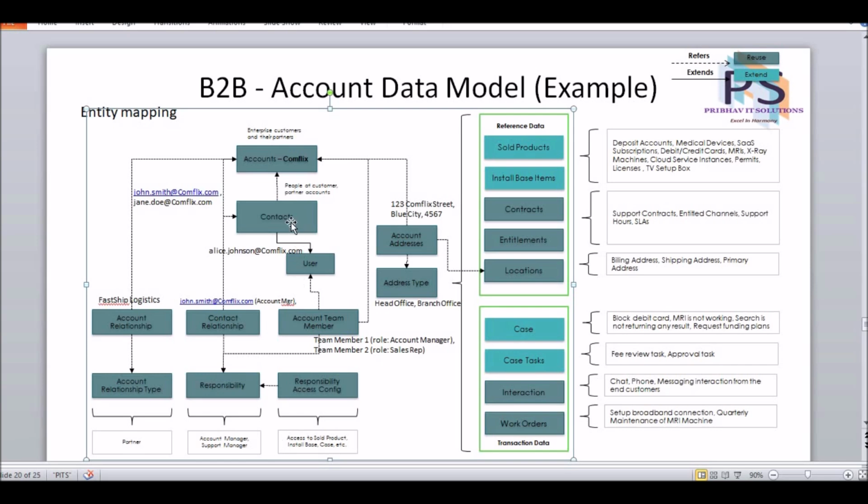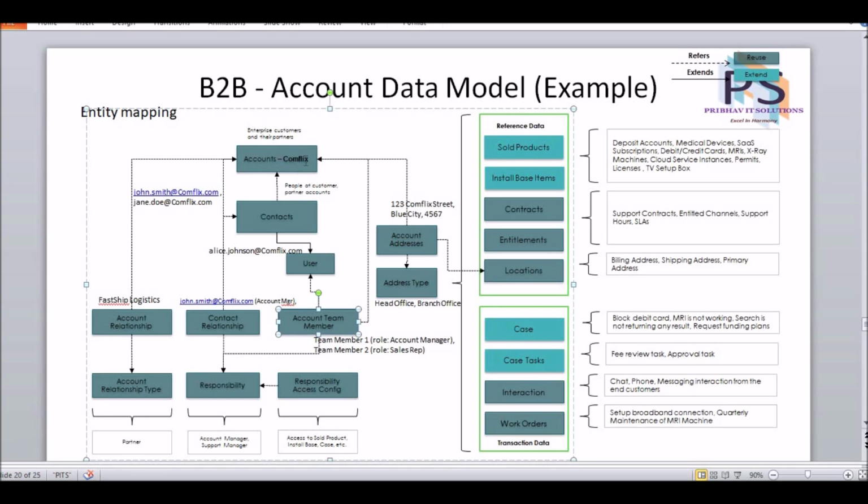Now, as I said, when we make an entry in the account contacts, it automatically makes an entry to the user as well. Now this user could be the primary spot, or it could be the account team member. That we also need to mention here, and it goes under the same responsibility.